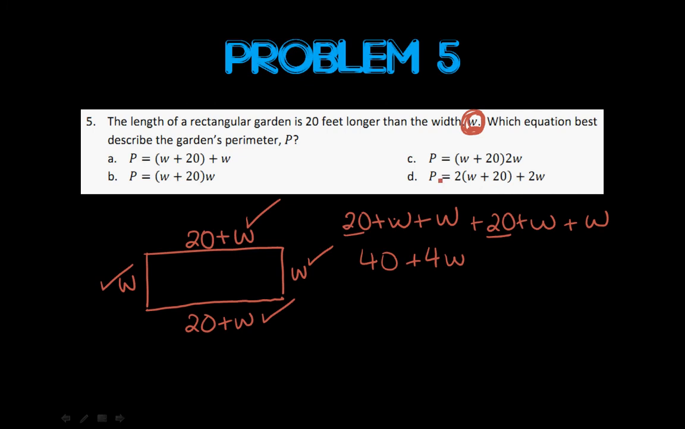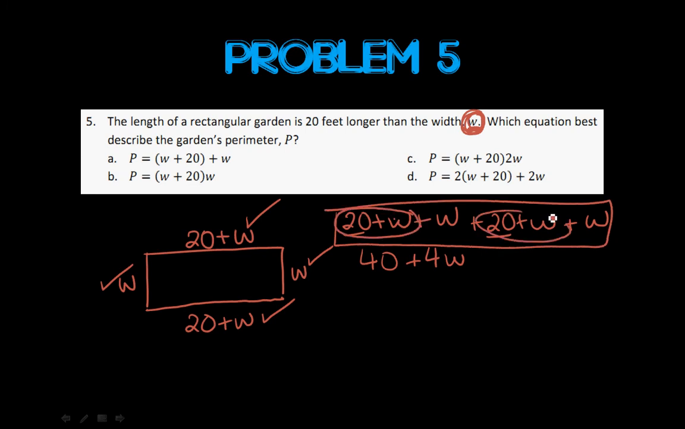So we can rearrange what we wrote initially. We see that 20 plus W happened twice, so it's 2 times that. And then the W's also happened twice, so it's 2 times W. And so that's how D is the answer. Personally, I think 40 plus 4W, or even 4 times 10 plus W, is a much better way of writing it, but they can write it however they want, and there are lots of different ways to express the same thing.